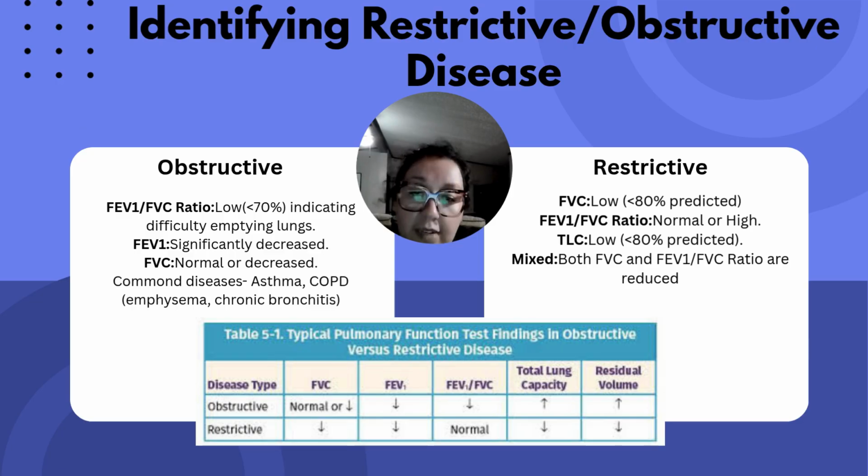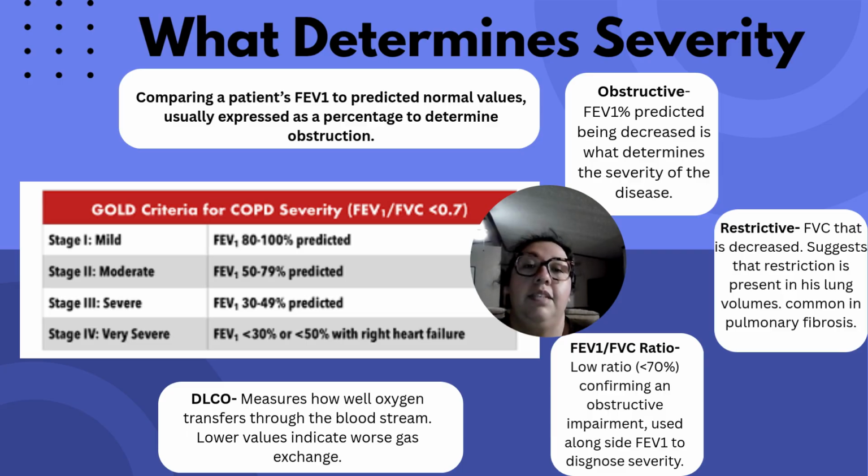And then with restrictive, it's the opposite. Their lungs just can't expand enough to get that air in. What determines severity? Comparing a patient's FEV1 to predicted normal values, usually expressed as a percentage, to determine obstruction. So for an obstructive patient, FEV1 predicted being decreased is what determines the severity of the disease.